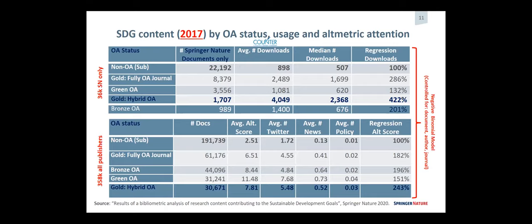Just a few additional points. For our regression analysis, we used the negative binomial model and corrected for multiple variables, including for document, author, and journal, so at 3 different levels. And second, we've recently done further research to show that usage and altmetric performance is significantly higher for SDG content than for non-SDG content.